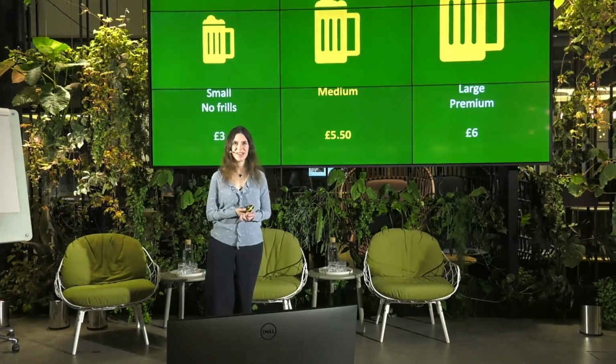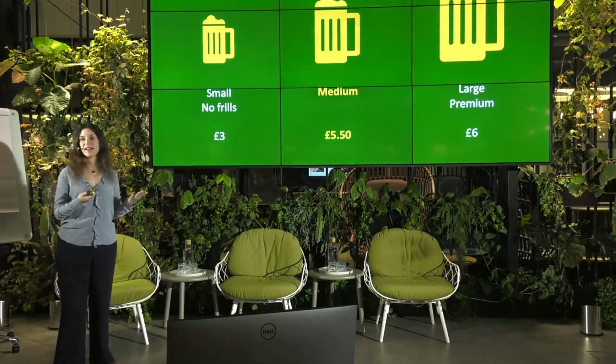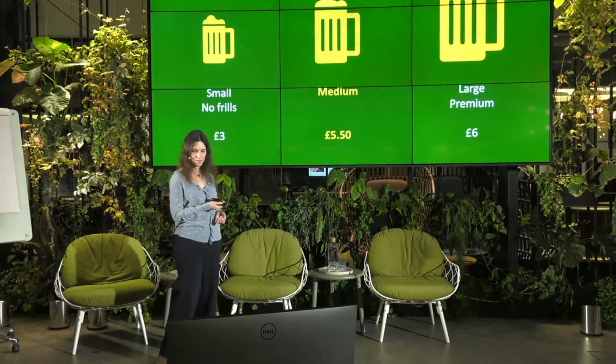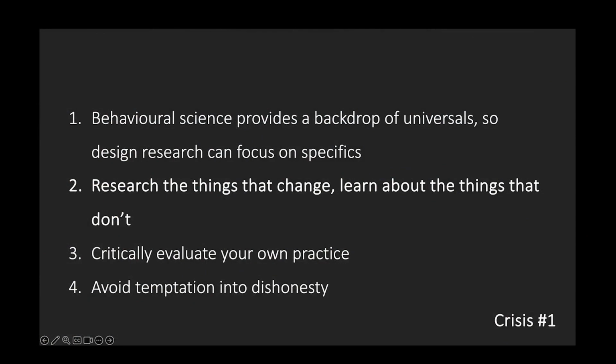And if people start thinking too much about why they're making a decision like this, kind of like the Hawthorne effect of being observed, they will start to make different decisions. This brings me to point number 2, sparked by what I'm calling the first crisis in social psychology. Research the things that change and learn about the things that don't.